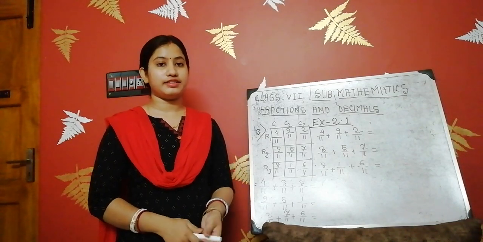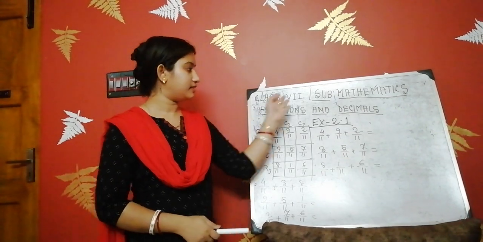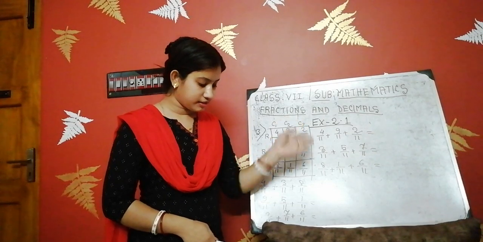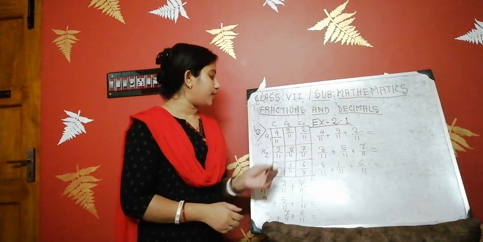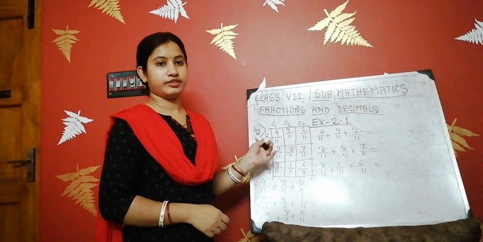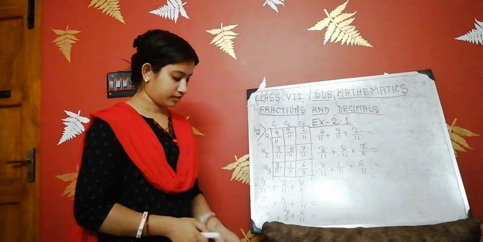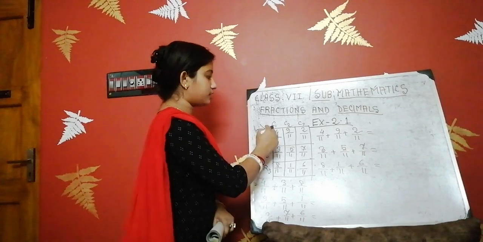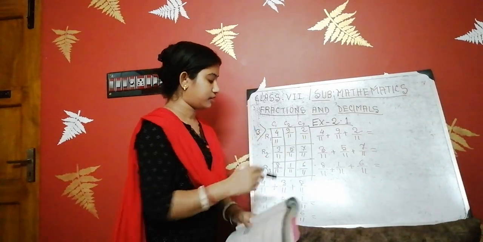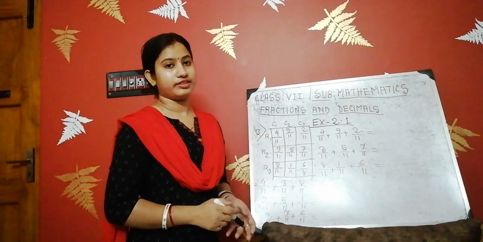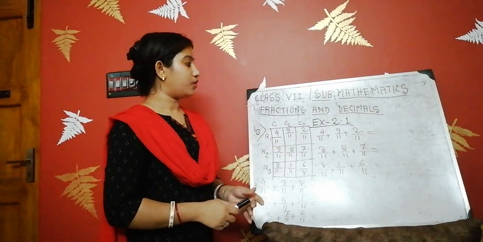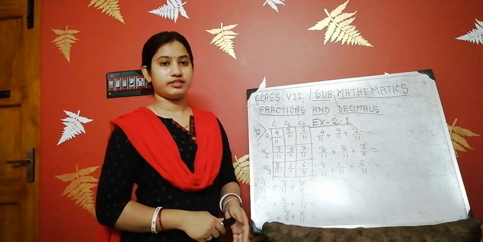Yesterday I already started this chapter, fractions and decimals. Exercise number 2.1. Today I will start from number 3. Here a box is given. We check whether it is a magic square or not. So what do you mean by magic square?